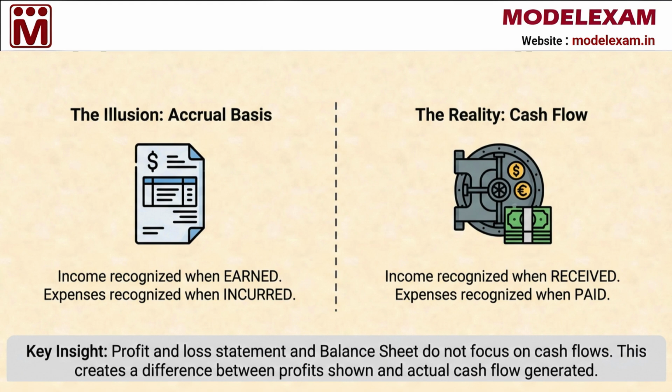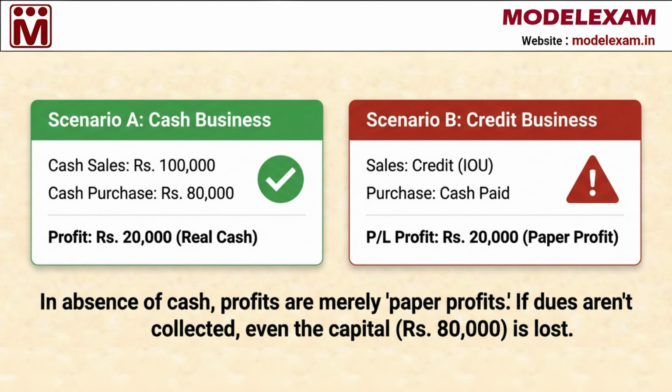This creates an illusion. The reality lies in cash flow, where income is recognized only when received and expenses only when paid. This difference creates a gap between the profits you see on paper and the actual cash generated by the business. Let us visualize this with two scenarios.